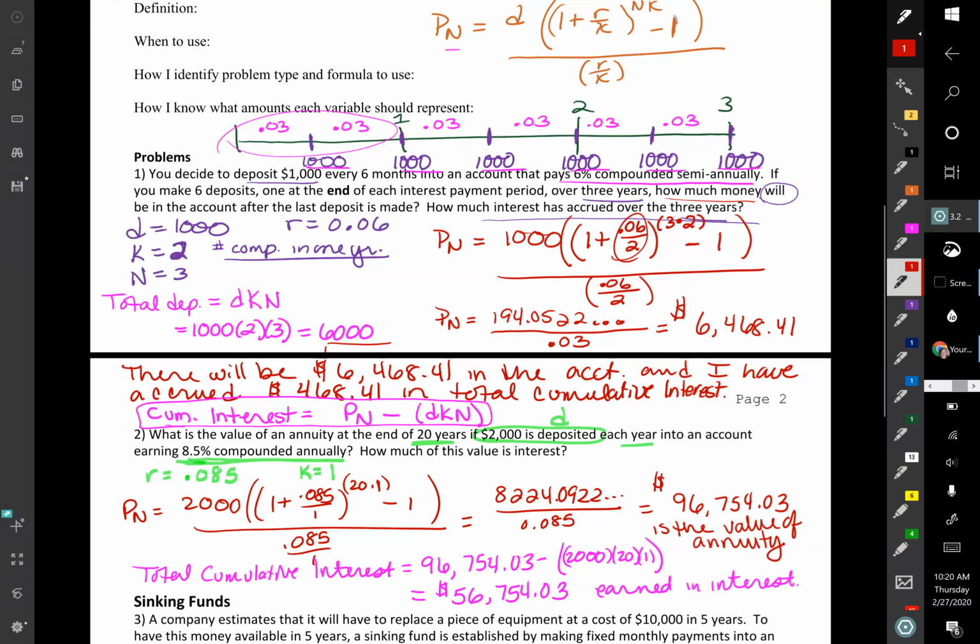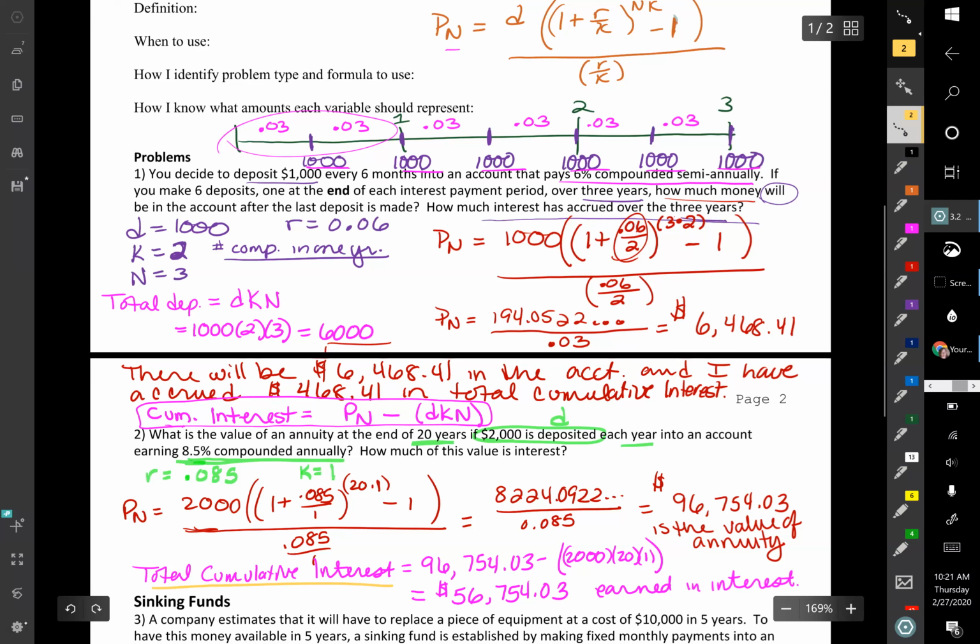I can really just go 1.085, raise it to the 20, subtract 1, then multiply by 2,000. What you don't want to do is distribute here. You cannot distribute when there's an exponent involved. You would have to follow your order of operations, okay? And then I'm going to divide all this numerator by the 0.085, and that's what I did over here, and I get $96,754.03 is the value of the annuity.